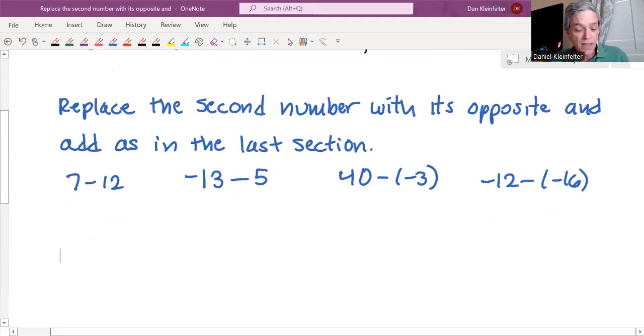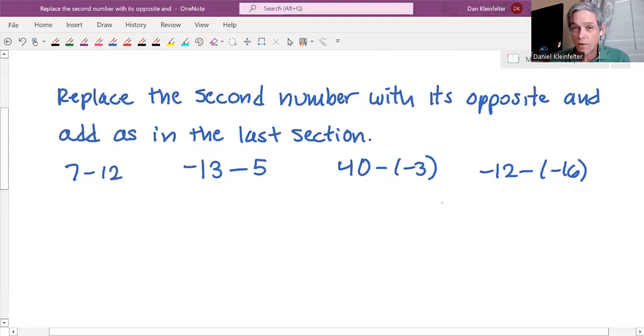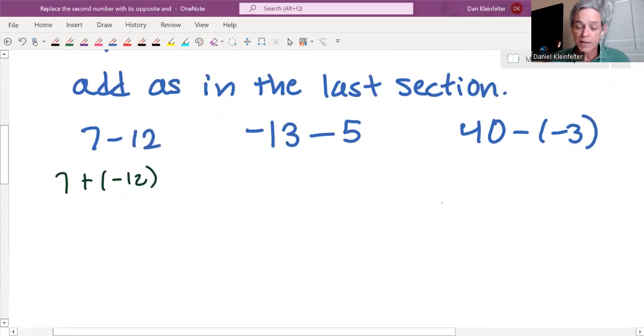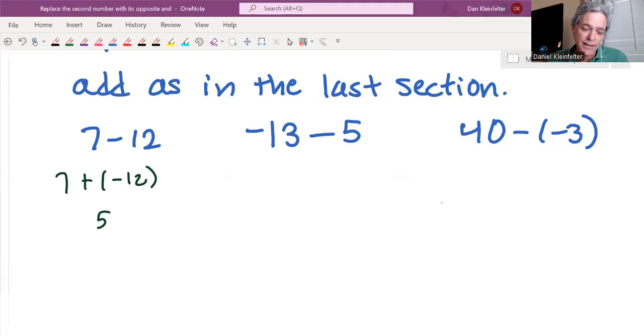So here for 7 minus 12, again, if you have a way of doing it, great. If not, then here's how to do it. To do 7 minus 12, we'll look at that as 7 plus the opposite of 12. I replace the subtraction by the addition of the opposite. Okay, so now 7 plus negative 12, we're going to do that via addition. To get that done, we'll take 12 minus 7, which is 5. And then the addend with the larger absolute value is the negative one, so we will end up with negative 5 for an answer.